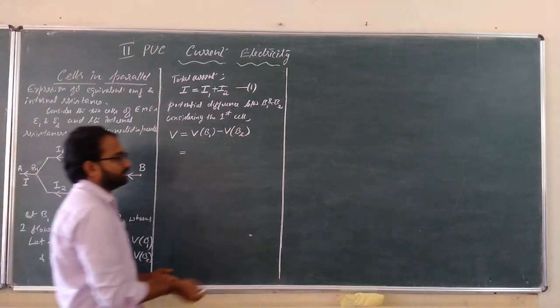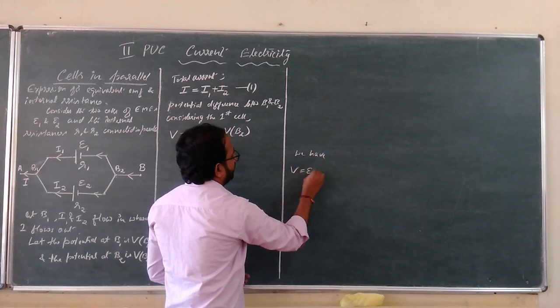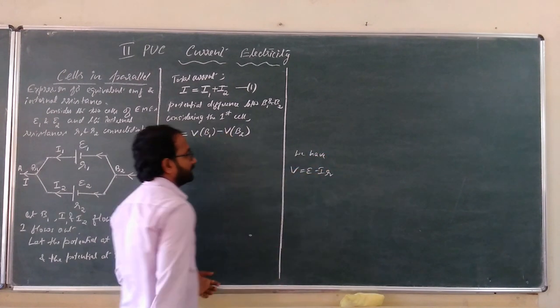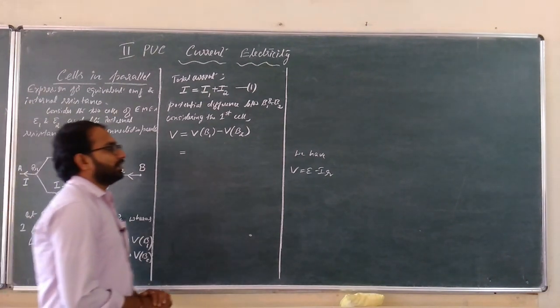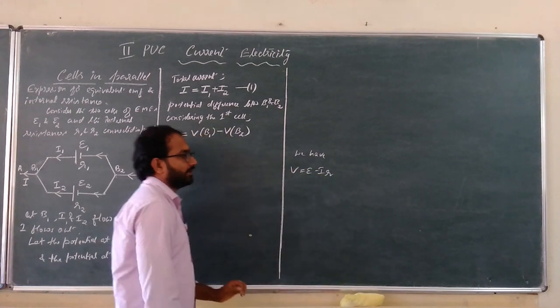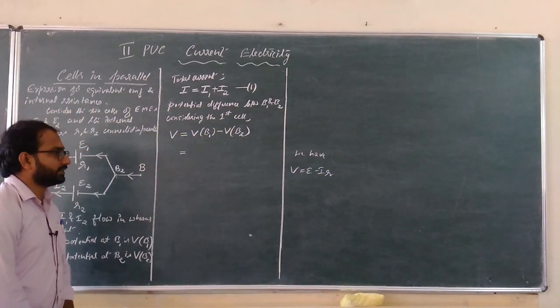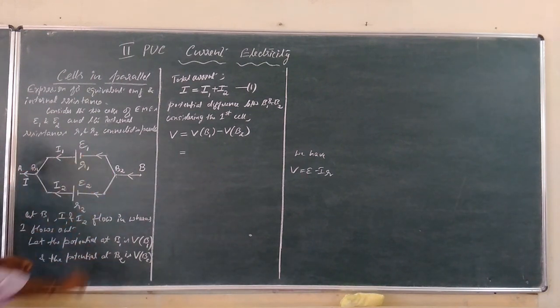Okay, so we have V is equal to E minus IR, right? That is the terminal potential difference across the cell, where E is the EMF of the cell, I is the current flowing through the cell, and R is the internal resistance of the cell. What is the terminal potential difference across the first cell?